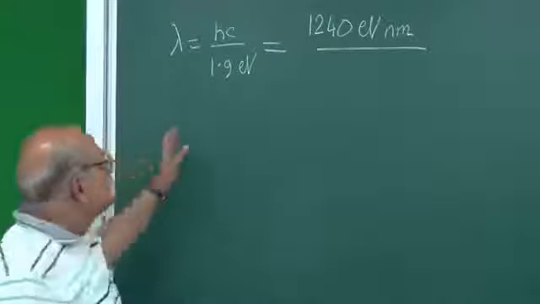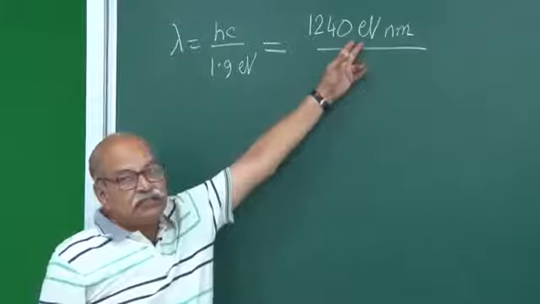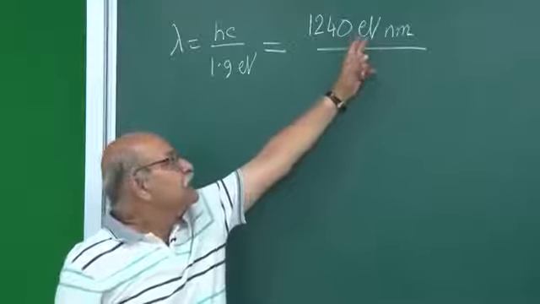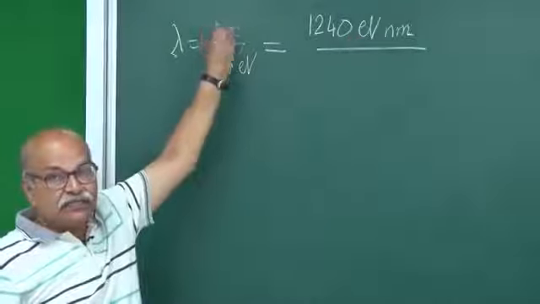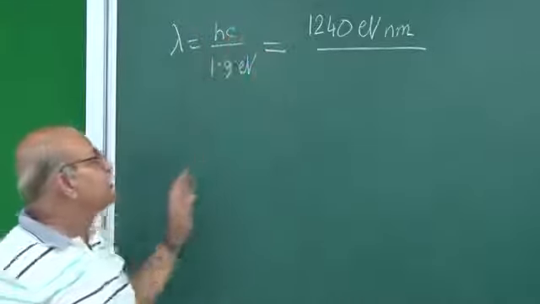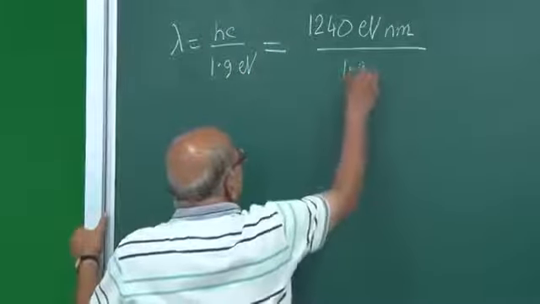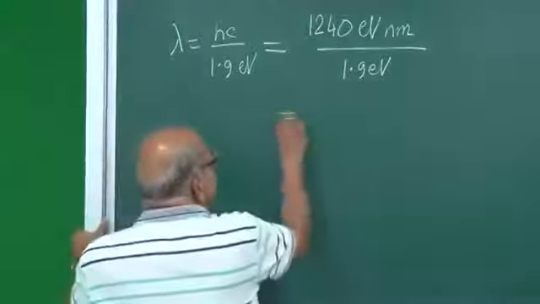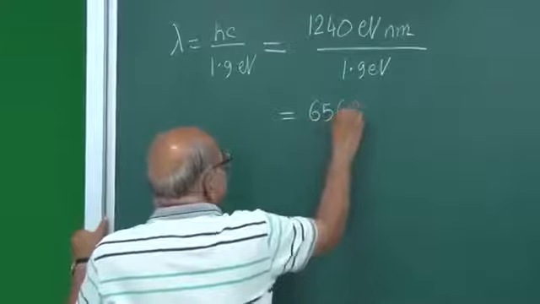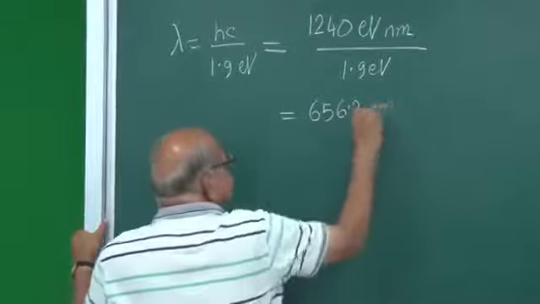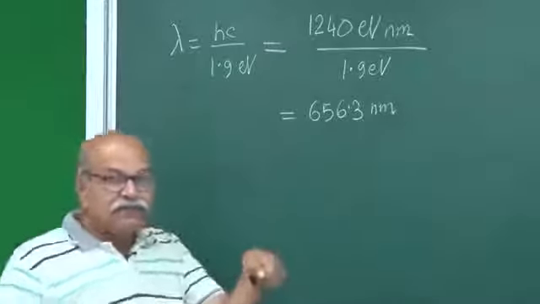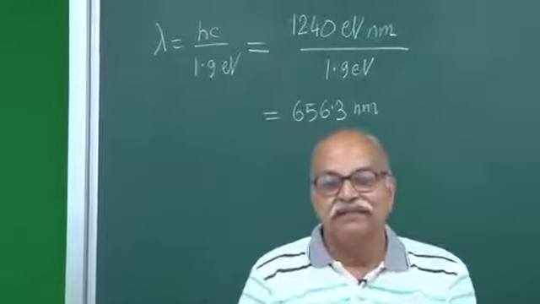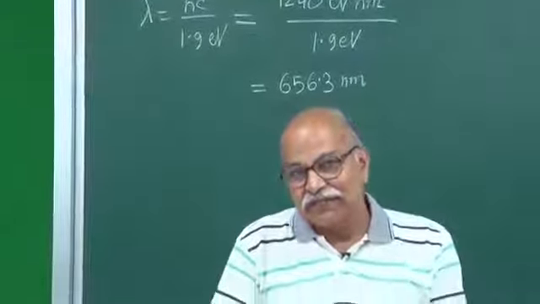What is that? eV is for energy, electron volt, you know that, we have used it. nm is nanometers. So in the unit eV nanometer, Planck's constant times speed of light is almost this much, divided by 1.9 eV. And that turns out to be close to 656.3 nanometer, which is the measured value of one of those 4 wavelengths which are emitted by hydrogen atoms.